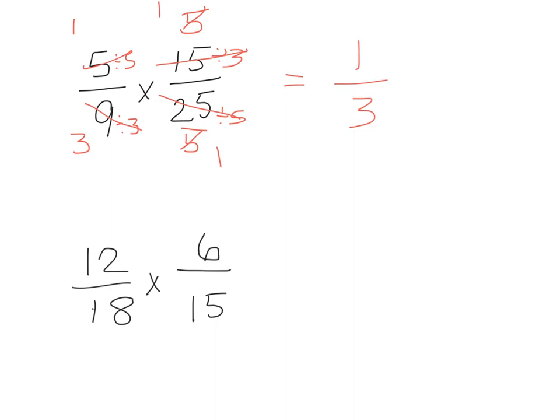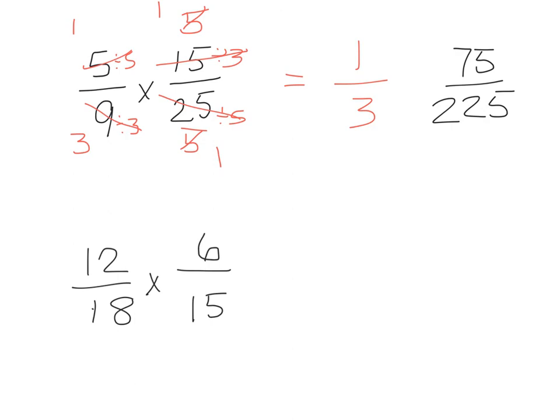I could have multiplied in the beginning my 15 times 5, which would have been 75, and my bottom, my 9 times 25, which would have been 225. But those are so big and so much harder to simplify than doing it here. However, this gets a little bit confusing unless you write it out neatly so you can see what you're doing.